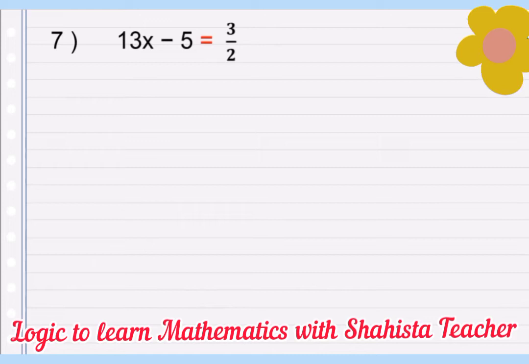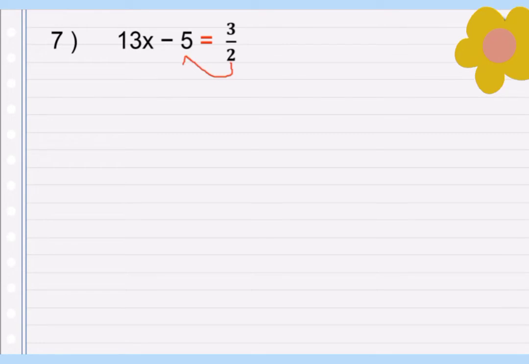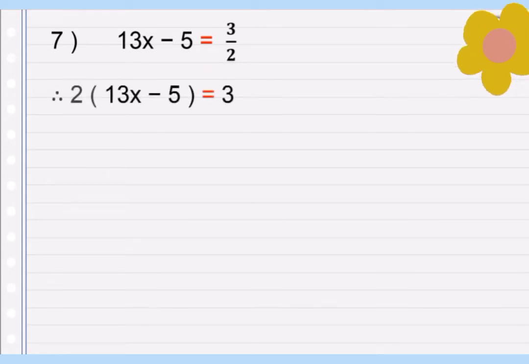Now let's solve sub question 7. 13x minus 5 is equal to 3 upon 2. Now here we will do cross multiplication. The denominator 2 will multiply by 13x minus 5, and 3 remains as it is. So 2 bracket 13x minus 5 is equal to 3, which remains as it is on the right hand side. So 2 into 13 is 26x minus 2 into 5, 2 5s are 10, is equal to 3, which remains as it is.